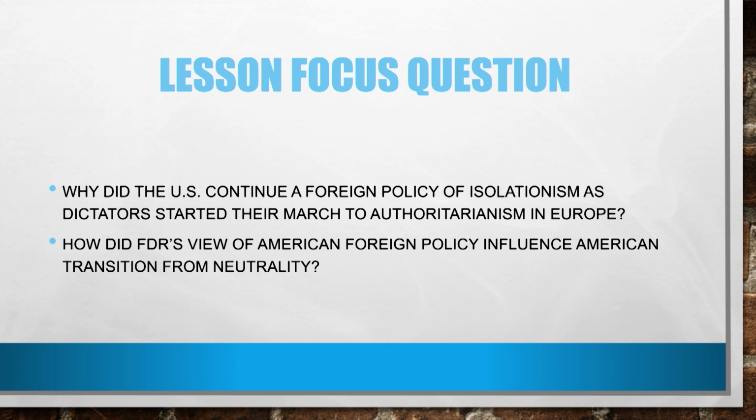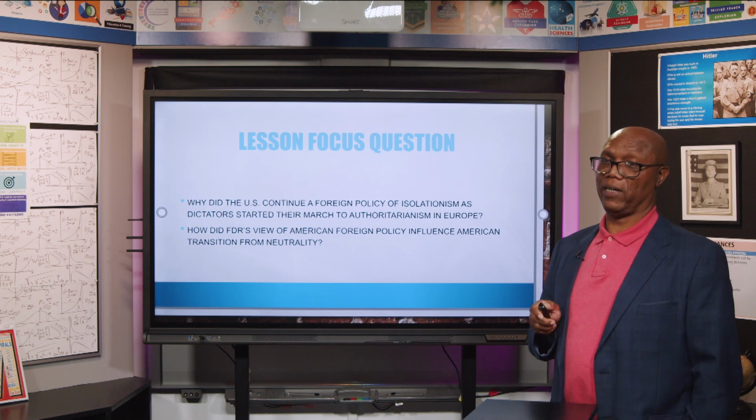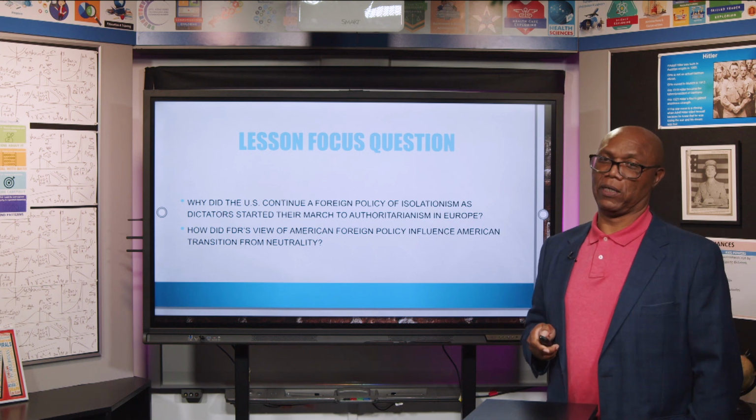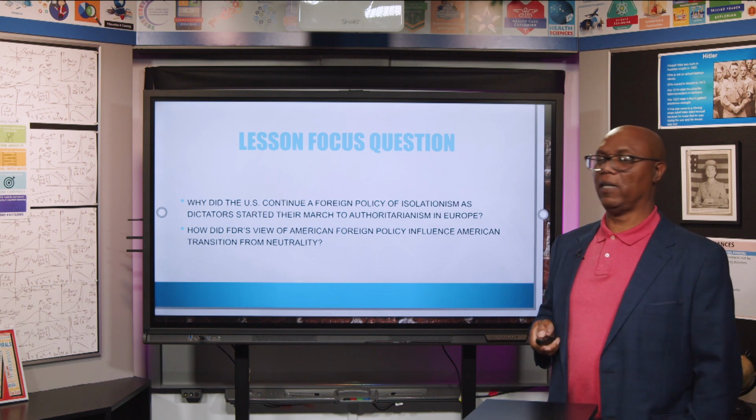So a lot of Americans were for isolationism, but the most important person who was not for isolationism was the President of the United States at that time, FDR, who believed in something called internationalism. And we'll jump into that in a little bit.